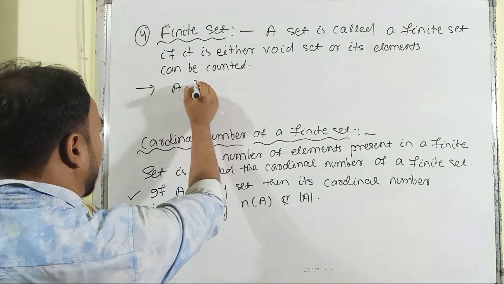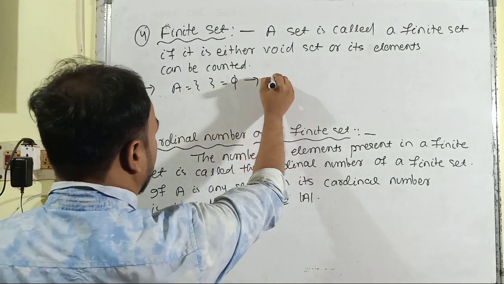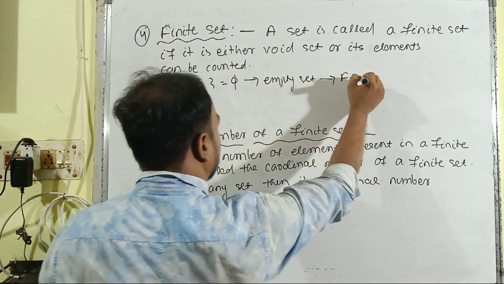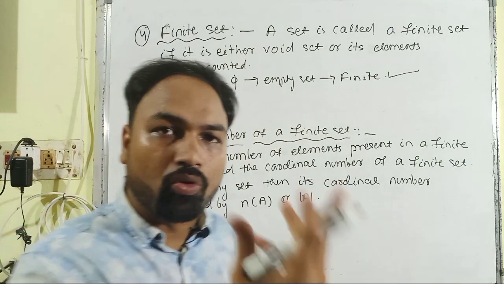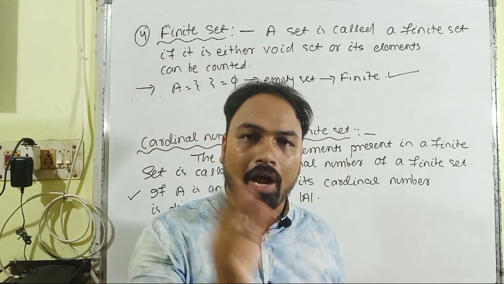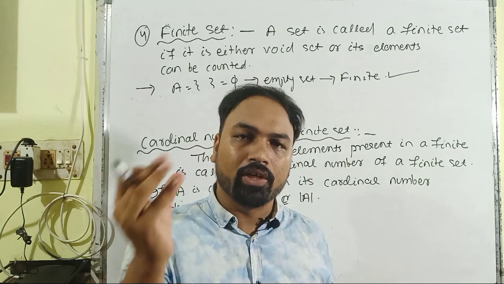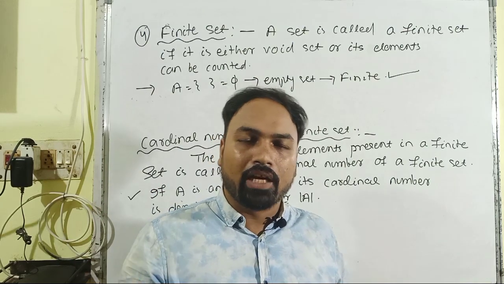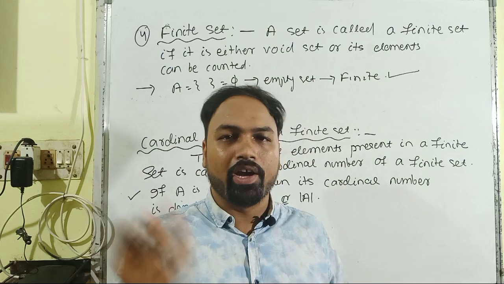Let us take an example here. Suppose A is a phi set, that means it is an empty set. Then it is finite, because the number of elements is 0, and we can count it as 0. As 0 is countable, that means we can define that no elements are there. That means 0 elements are there. That means it is counted. So phi set or empty set is a finite set.